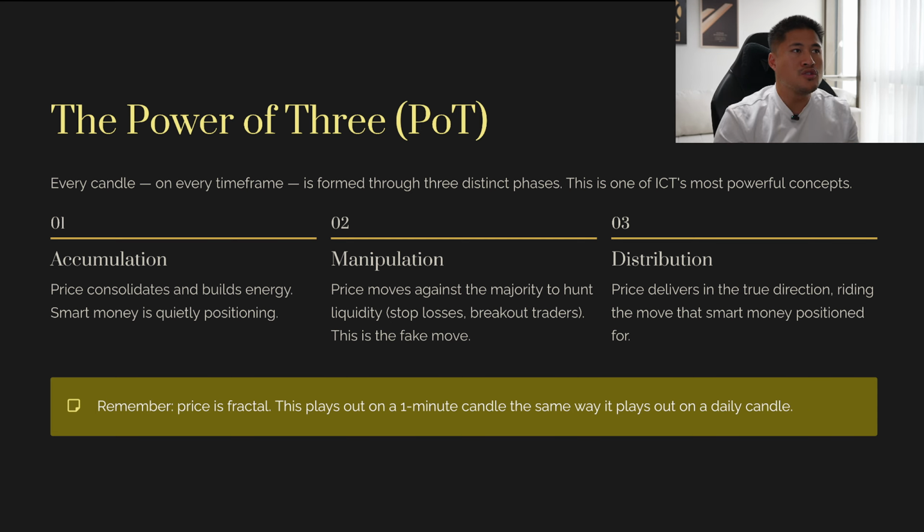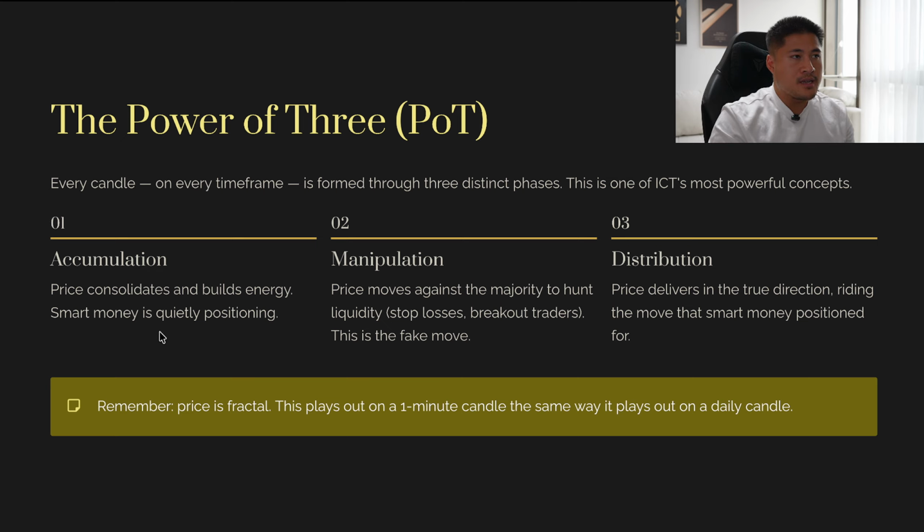So let's head on to the most important concept there is in ICT and SMC, which is called the power of 3, or short PO3, okay? Every candle on every time frame is formed through 3 distinct phases, okay? This is one of ICT's most powerful concepts. So these 3 phases within the power of 3 are accumulation, manipulation, and distribution, okay?